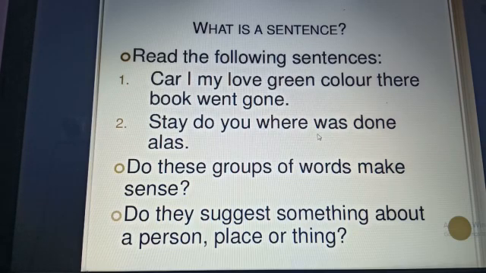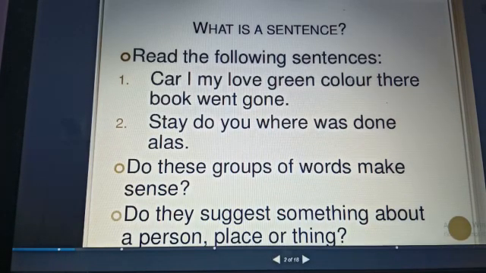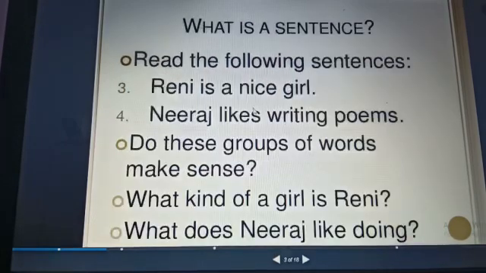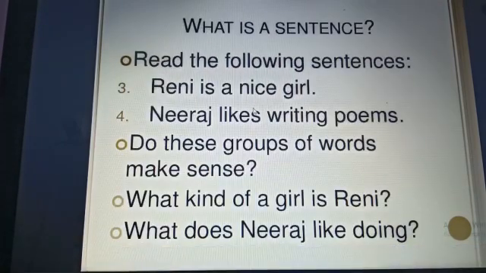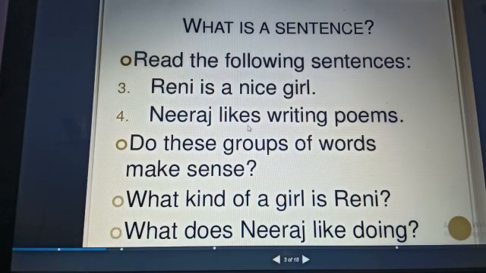Well, the answer is quite clear. It's a big no. And why is it so? Because the words of the sentences are not arranged in a proper order. Let's read a few more examples. Rennie is a nice girl. Neeraj likes writing poems. Now tell me, do these groups of words make any sense?